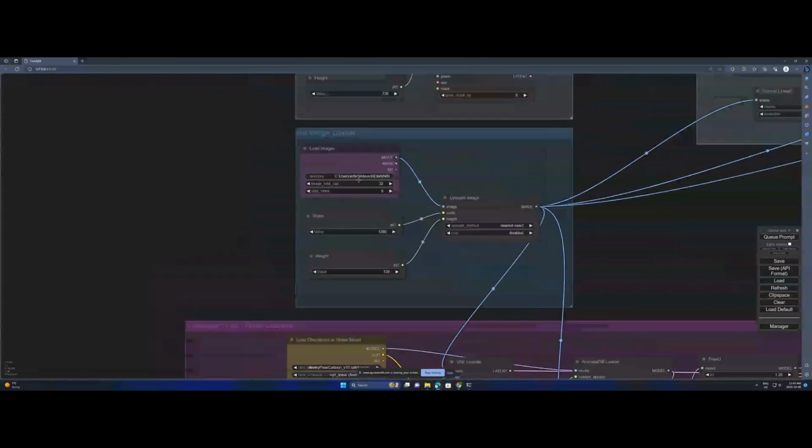This is where you load your frames. It is important to always load in 16-frame intervals when using 1.5 SD and animated diff, or your results will not be pleasant.